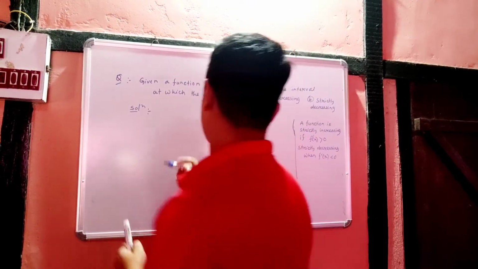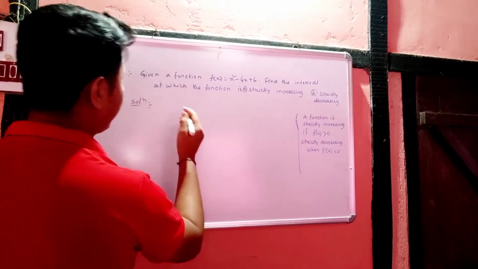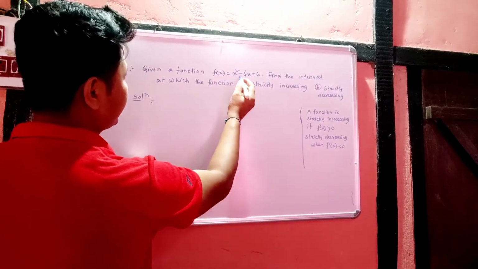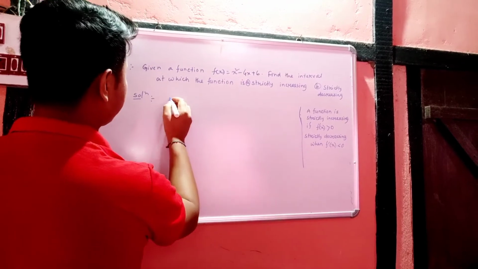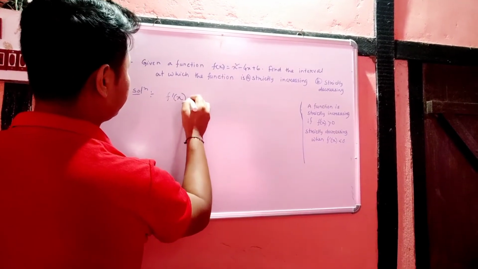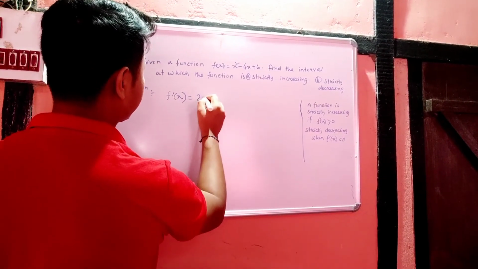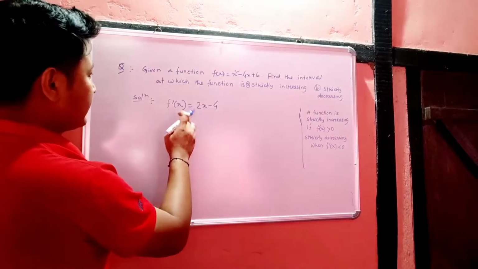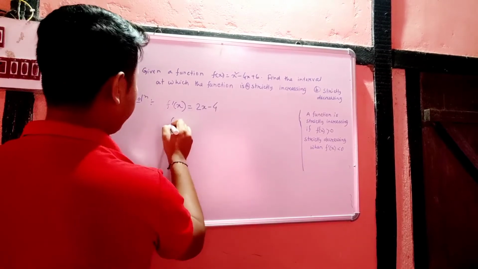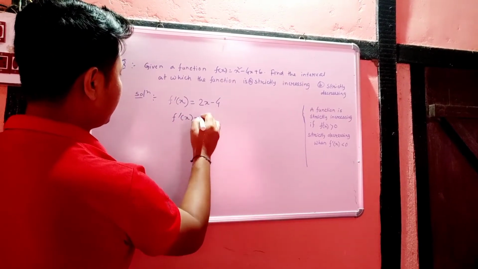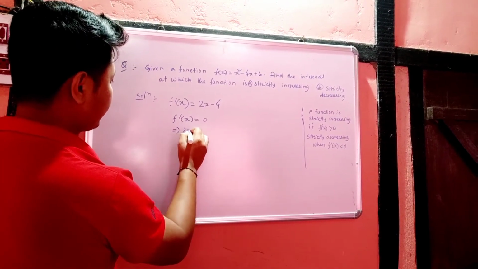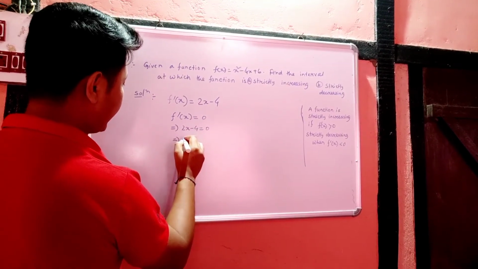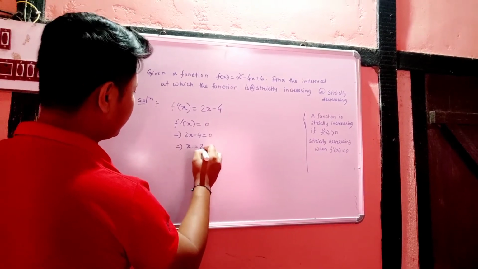So let's solve. First we find the critical points. For that we first differentiate the given function f(x) equal to x square minus 4x plus 6. That means f dash x equal to 2x minus 4. Then we equate f dash x to 0, that means 2x minus 4 equal to 0. From here, after solving, we get x equal to 2.